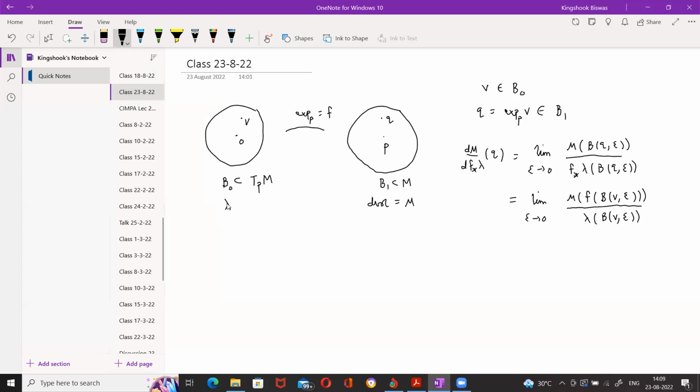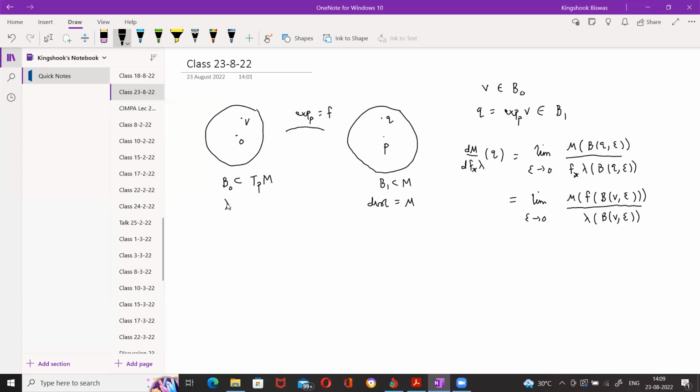Okay. So how do we calculate this? Actually, instead of a ball, I could also take a cube around V. So what's a good way to do this?